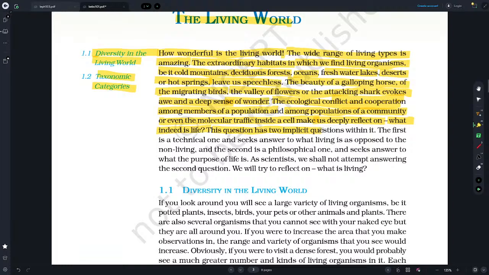This question has 2 implicit questions within it. The first is a technical one and seeks an answer to what living is as opposed to the non-living. And the second is the philosophical one and seeks an answer to what the purpose of life is. As scientists, we shall not attempt answering the second question. We will try to reflect on what is living.